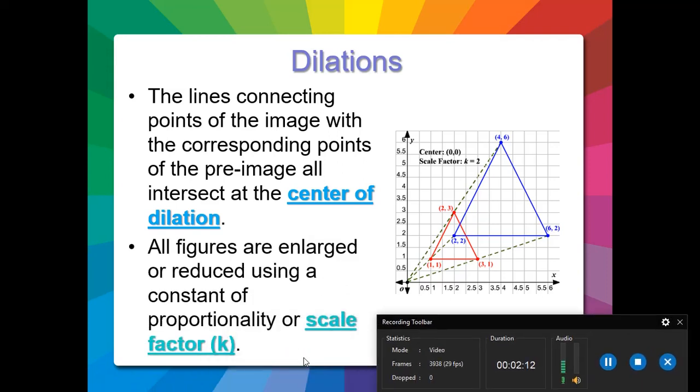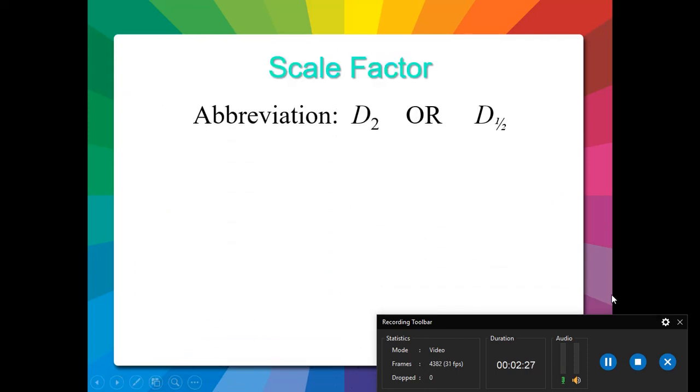Anytime that you perform a dilation, your figure will be enlarged or reduced by a scale factor, constant of proportionality, or K. We saw this in our ratio and similarity unit. When we abbreviate a dilation, we use a capital D, and then in subscript, you put the scale factor. So this is a dilation of 2. This will make the point or image twice as large. We can also dilate by a scale factor of a fraction, like 1/2, and that will shrink my figure.